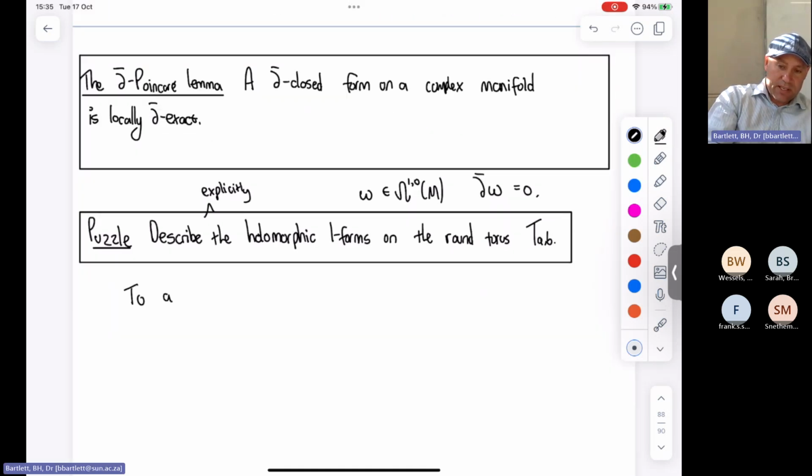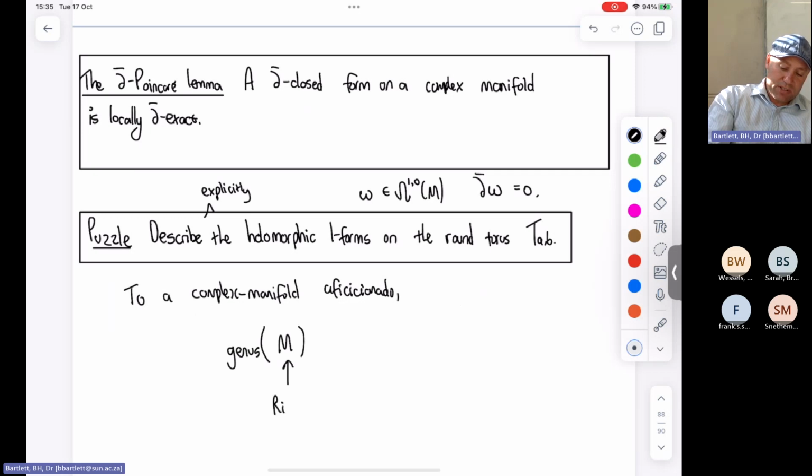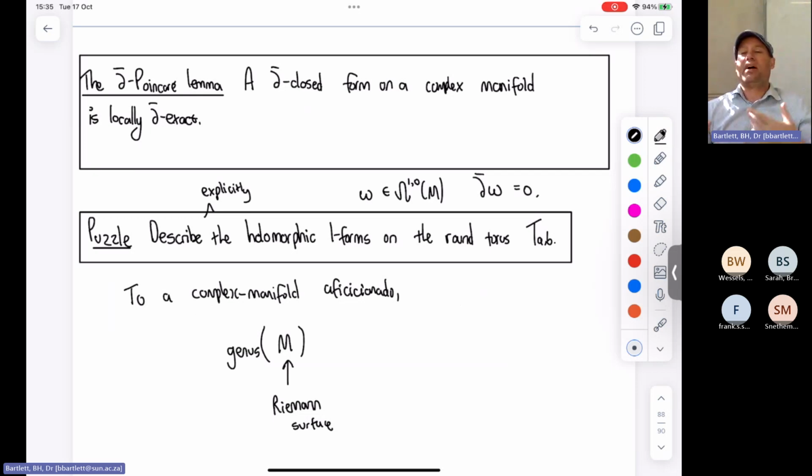To a, shall I call it, a complex manifold aficionado, they would define the genus of a one-dimensional complex manifold. So that is, let's call it, a Riemann surface. Remember, the definition of a Riemann surface is a one-dimensional complex manifold. One-dimensional meaning one complex dimension, i.e. two real dimensions. They would define the genus of M to be the dimension of the space of holomorphic one-forms.